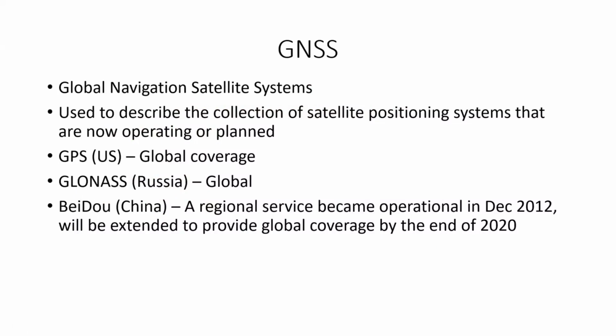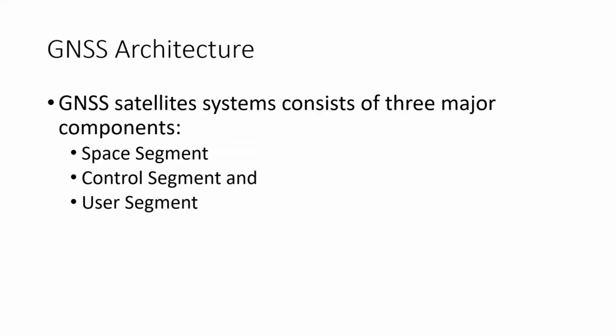Earlier, only GPS was there, which is fully operational. But later on, we can see that there are other constellation satellites also, such as GLONASS, BeiDou, Galileo, and all.